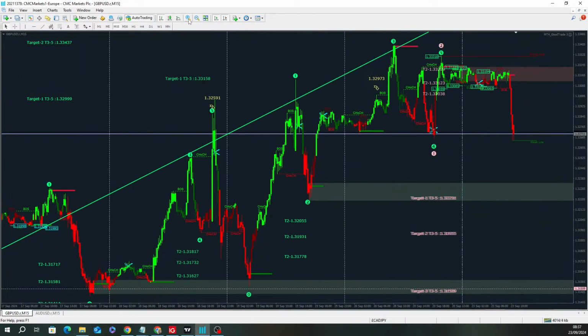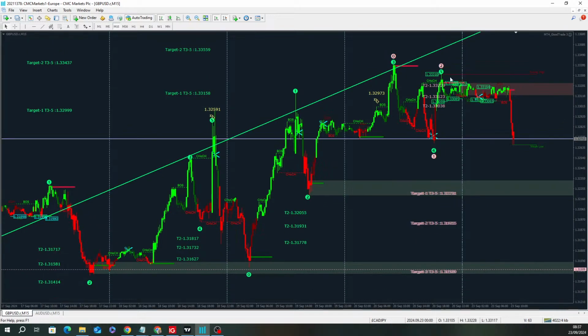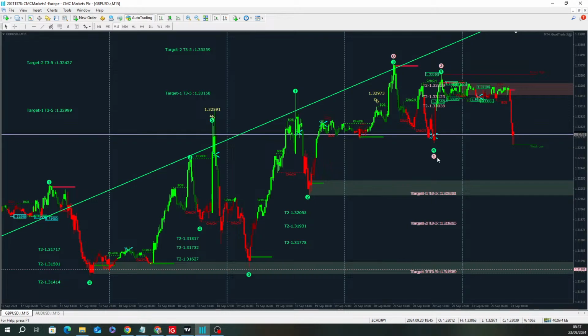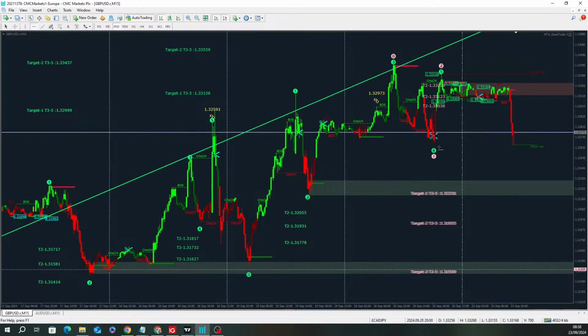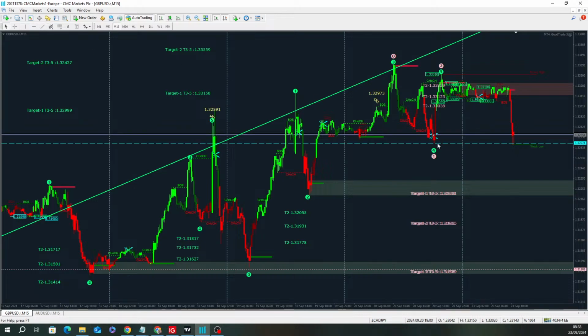So the pound US dollar, we went through a little bit of consolidation. Price is breaking down nicely. We have a new wave structure forming 0, 1, 2. This is a structural point here, the 4. So we have seen a lower momentum high.